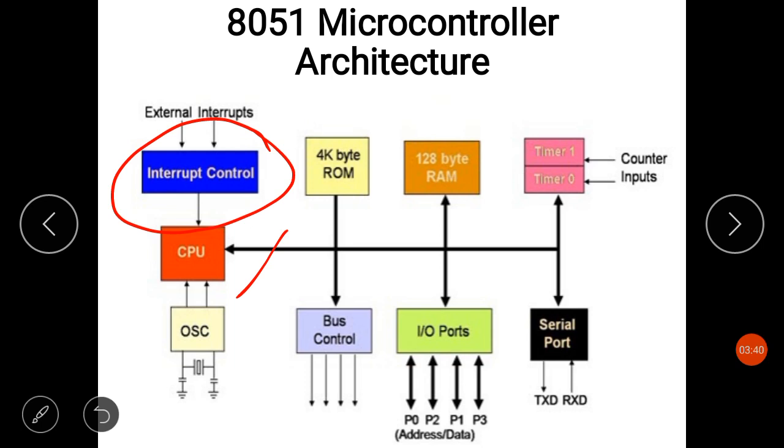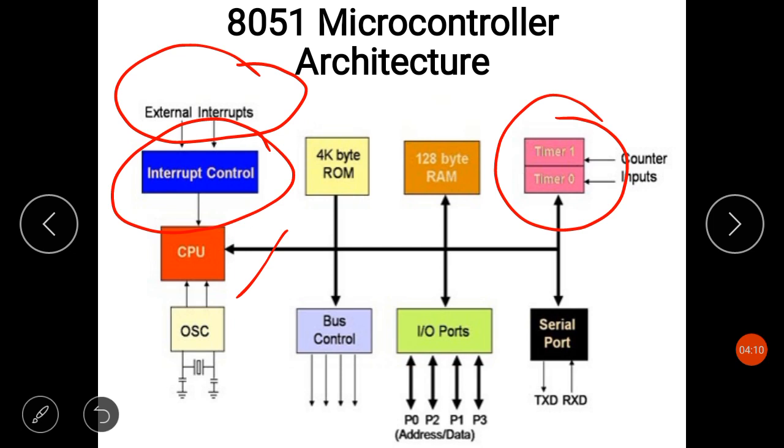So in the 8051 microcontroller there are 5 interrupts, and among these 5, 2 are peripheral interrupts, that is external interrupts, 2 are timer interrupts, and 1 is the serial port interrupt.